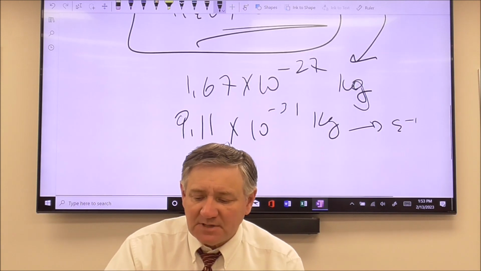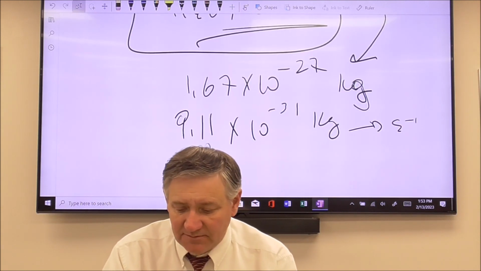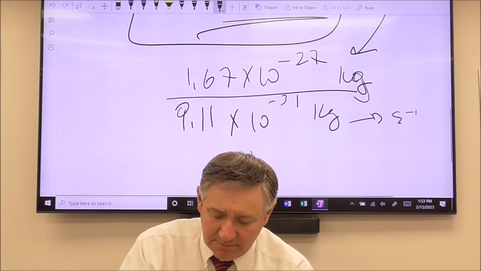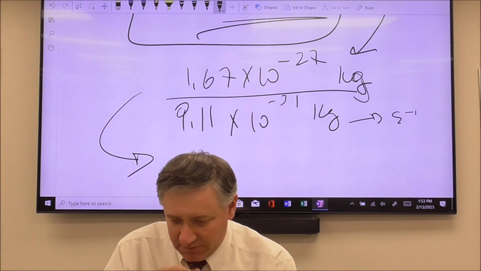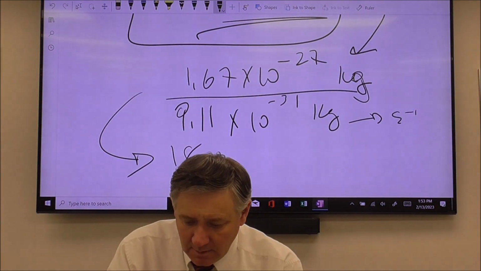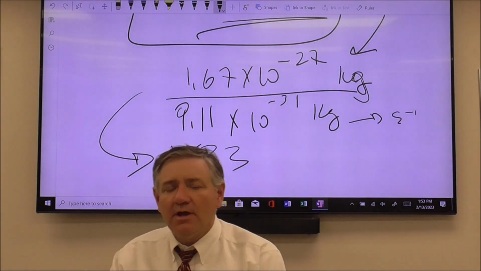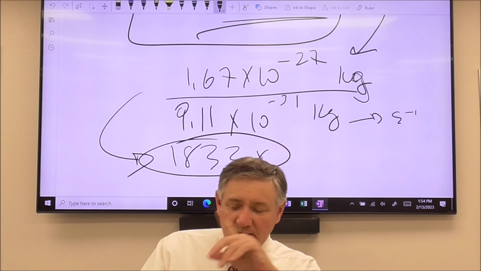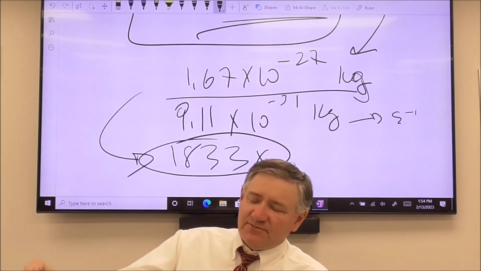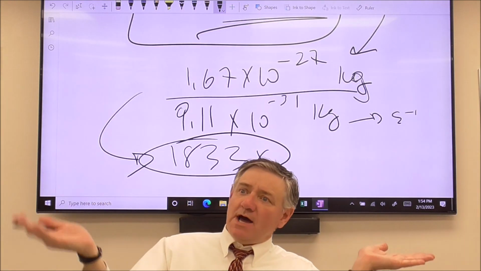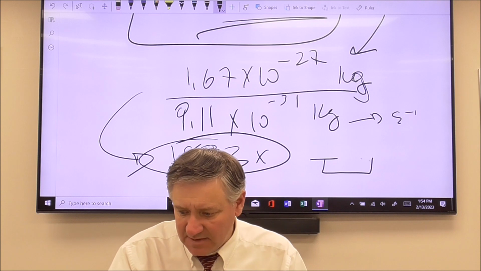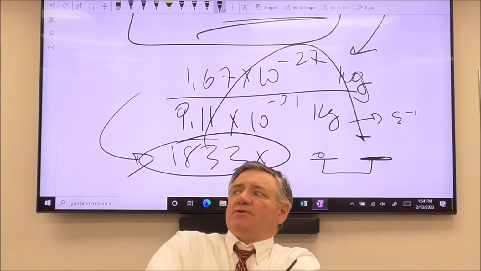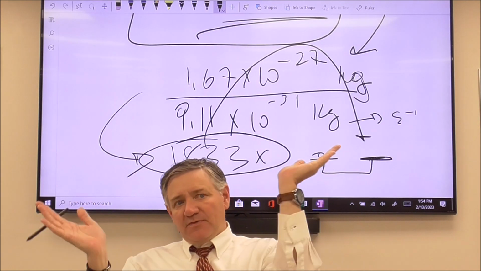So out of curiosity, somebody take 1.67 times 10 to the negative 27th and divide that by the mass of an electron, 9.11 times 10 to the negative 31st. Let me know what you get. Divide those, you get something close to like 2,000 or something. 1,833? 1,833. So here's the deal. What that tells me is that a proton or a neutron is 1,833 times more massive than an electron. If you had a balance beam, like the old style balances, and you put one single proton on one side, it would take 1,833 electrons on the other side to make that thing balance.